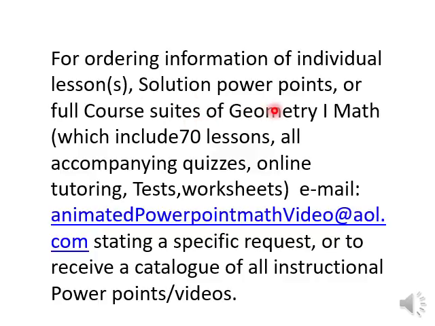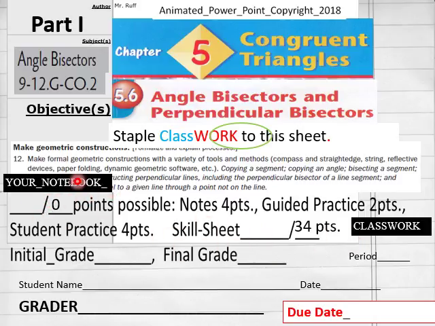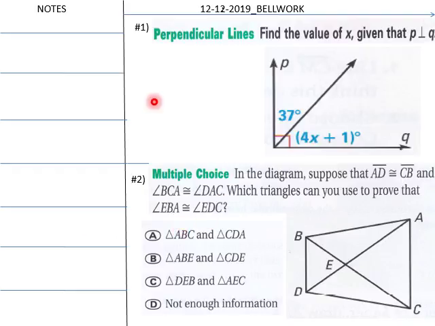Hello everybody, we're getting ready to do lesson 5.6 of Geometry 1 Math Part 1. 5.6 is angle bisectors and perpendicular bisectors. We have a 34-point skill sheet. We have 0 points of a notebook entry today.